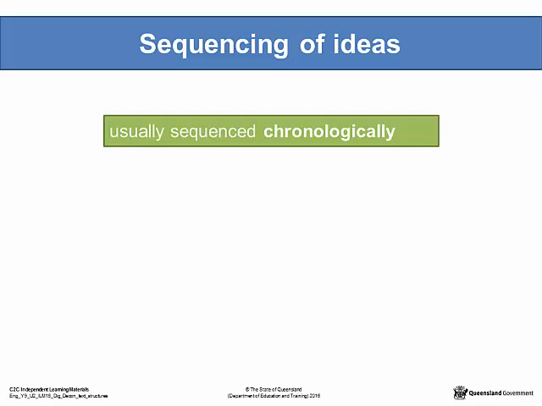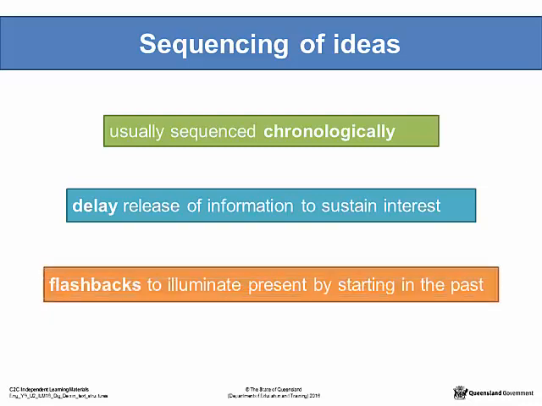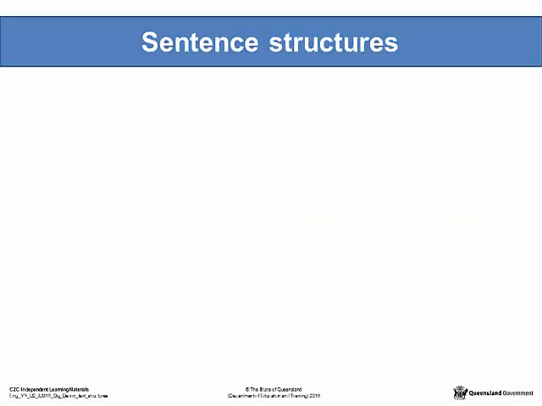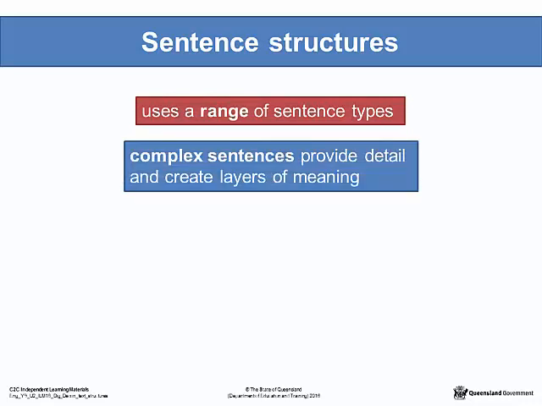The way a writer sequences the memoir is also important. They can choose to write the event chronologically, as it happened, which is the method used in Postcard from Japan 1, or they could select different sequences to create particular effects. For example, writers could delay the release of information to sustain interest, or use flashbacks to illuminate the present by leading with past events. A personal memoir uses a range of sentence types, including compound and complex, to provide detail and create layers of meaning.